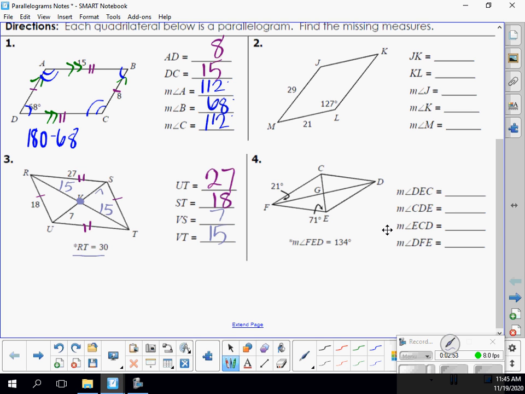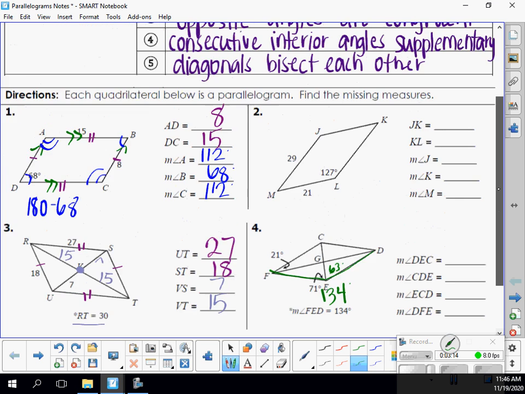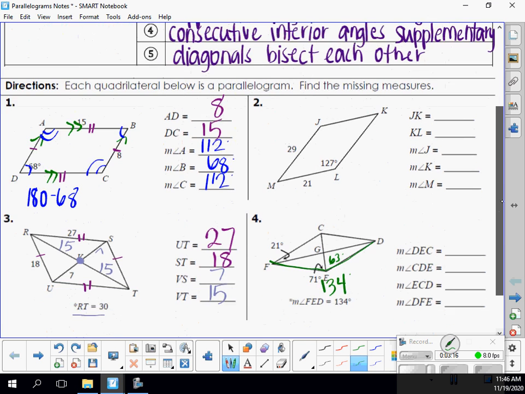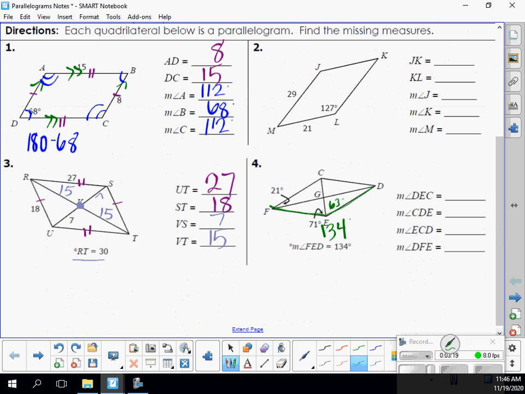All right, let's look at number 4. They tell me that angle FED, F to E to D, so that whole thing is 134 degrees. I can find my other missing part by doing 134 minus 71, and that gets me 63 sitting right here. One of my properties, we've already said, is that opposite angles are congruent. So I can float 134 up here to angle C, so all of angle C is 134.